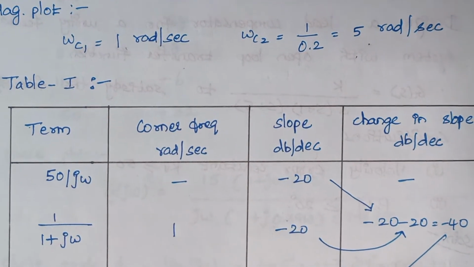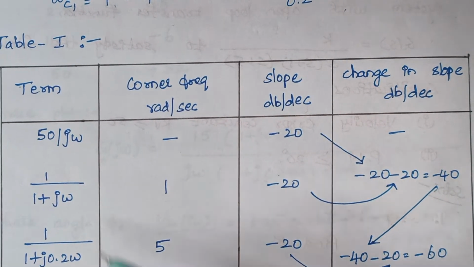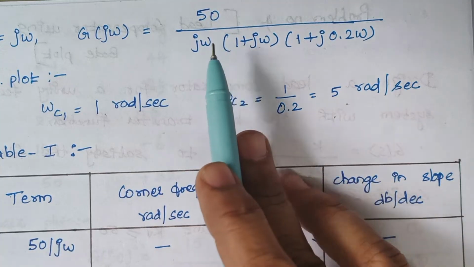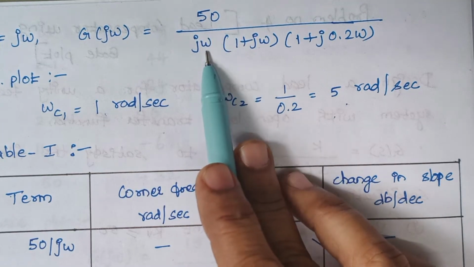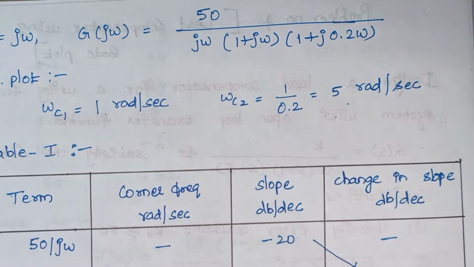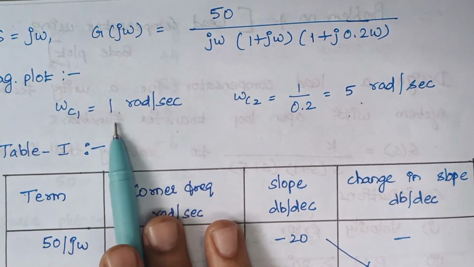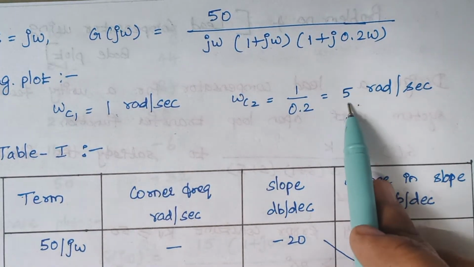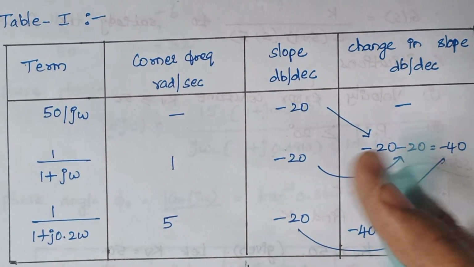And table 1. Table 1 has 4 columns: term, corner frequency, slope and change in slope. How to arrange terms in the table? The first priority should be given to the constant along with individual omega. Here we are having 50 and in the denominator j omega, so we have to write this term first. The remaining two terms have to be arranged in the ascending order of the corner frequency. The first corner frequency is 1, and it is contributed by the term 1 divided by 1 plus j omega, right? The next corner frequency is 5, contributed by the term 1 divided by 1 plus j 0.2 omega. So here we have arranged the terms.